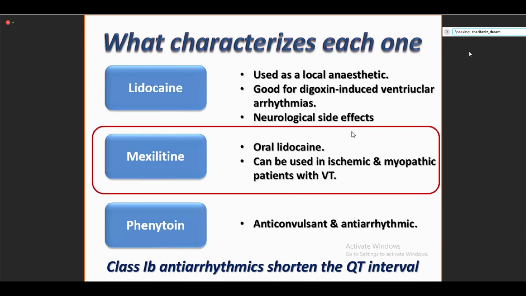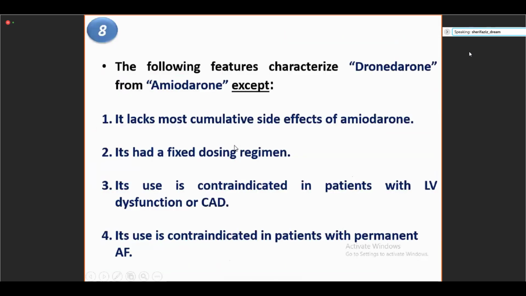It is a class 1B antiarrhythmic that is very effective in ischemic VT, scar-related VT. But of course, amiodarone is the first choice before mexiletine. So we can use it when the patient is not responding enough to oral amiodarone. We can give him mexiletine as an add-on therapy, but it is not the first choice except when amiodarone is contraindicated. And we should remind ourselves that class 1B antiarrhythmics shorten the QT.